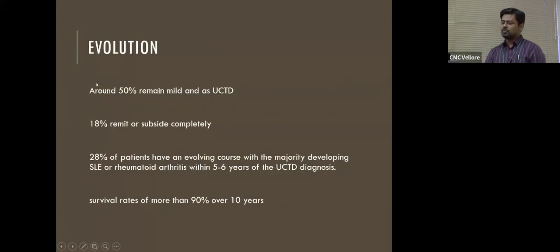So evolution: almost 50% of these patients remain mild as a UCTD, but the other 20% probably completely remit if you start treatment, and 30% of these patients will evolve into something else. That something else may be SLE or rheumatoid most commonly at the end of 5 or 6 years. Survival rate is more than 90% at 10 years.